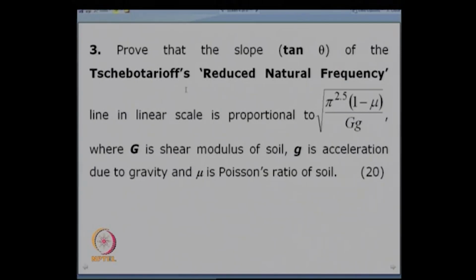Prove that the slope of that line, when we are using the Chebotarev's design chart in linear scale, not the log one, is proportional to this term, where this capital G is nothing but the shear modulus of the soil, small g is acceleration due to gravity, and this mu is Poisson's ratio of the soil. Pi is of course the pi parameter, 22/7. So, marks for this question also can be set as 20 marks.